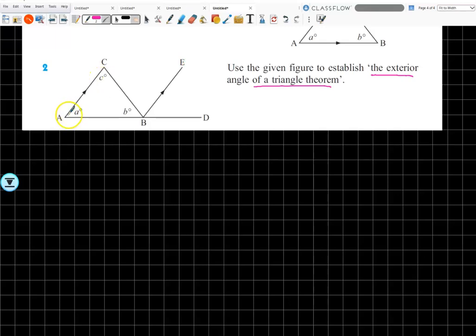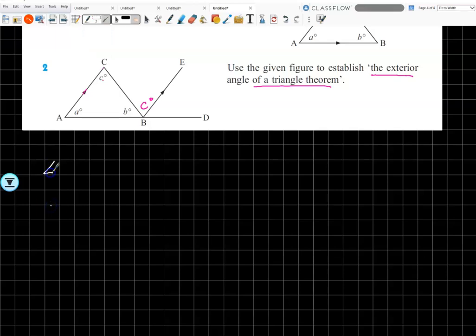Right. So get your little Z thing happening here. So that's C. That has to be C as well because of alternate angles. Do we agree with that? Okay, so we are going to write this one up.